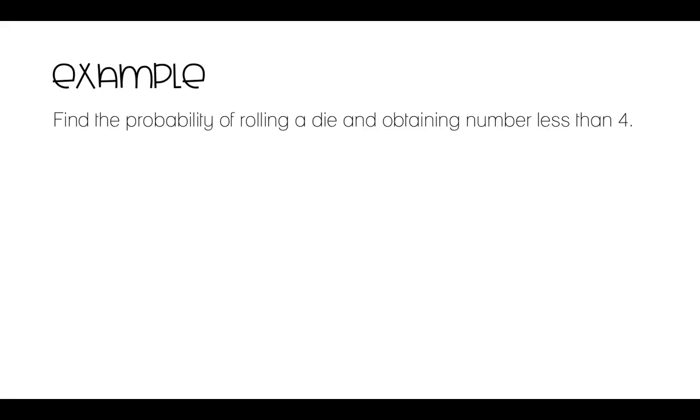So let's do an example here. You could pause and do this one yourself, but find the probability of rolling a die and obtaining a number less than 4. The less than is important. So we're going to have the probability, and if we're looking at less than, we're not including 4. So we're going to have the numbers 1, 2, or 3.